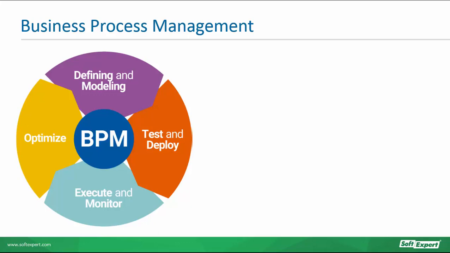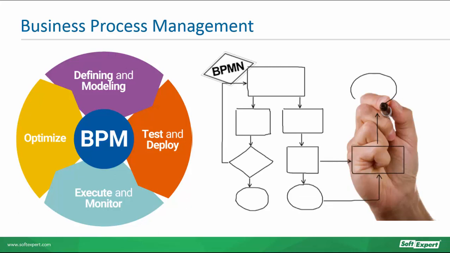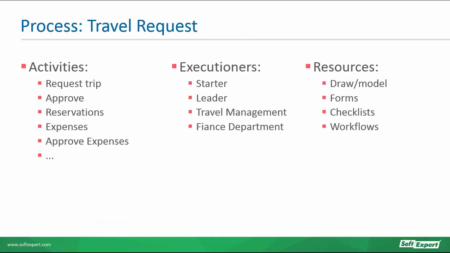So the first thing we're going to do is start off by modeling the process, or drawing the process, using BPMN 2.0, which is an international standard for process mapping. The process that I chose to configure today as an example is going to be a travel request process. So here are some of the elements that are going to be mapped and discussed in the example today. To start off, we're going to map some of our activities, which include the trip request, the approval of the request, reservations, expenses, and so on.